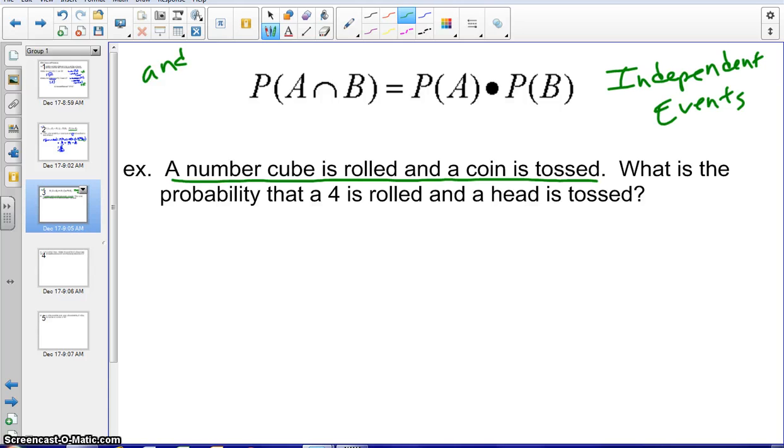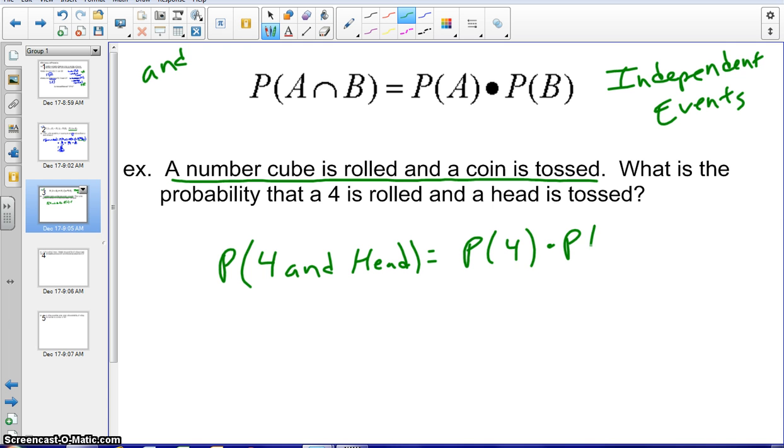Okay, so let's go ahead and go back to our example here. So a number cube is rolled and a coin is tossed. What is the probability that a 4 is rolled and a head is tossed? So according to our problem up here, the probability that a 4 and a head is tossed is equivalent to the probability of 4 times the probability of tossing a head. So the probability of getting a 4 is 1 out of 6 times the probability of tossing heads is 1 over 2. So we get that to be 1 over 12.